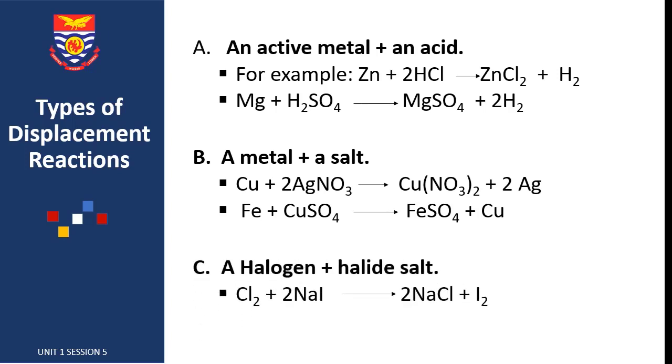A third type is when a halogen reacts with a halide salt. For example, we have chlorine gas. Now chlorine is a halogen, but it is existing as a diatomic molecule, chlorine gas. And then we have sodium iodide. The iodide is the halide.